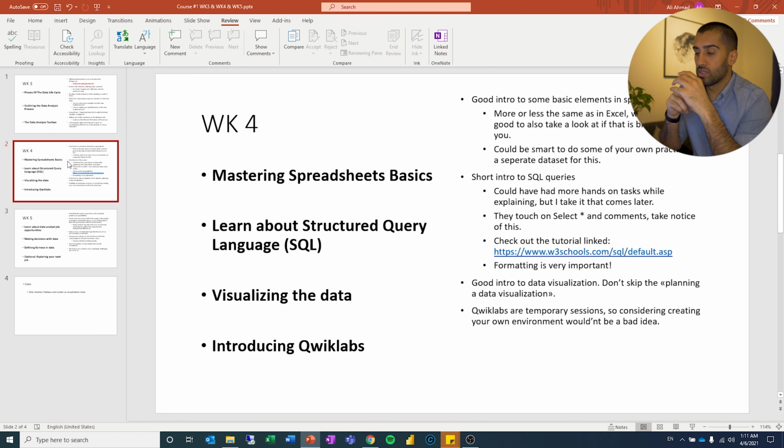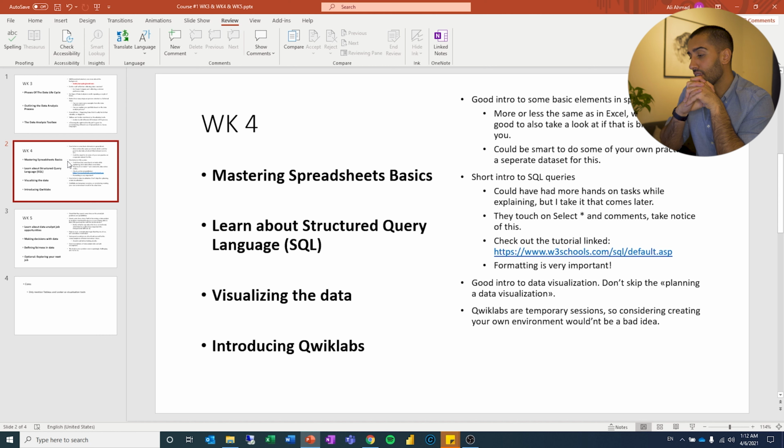They touch on select all, comments, formatting. Take notice of this, think about this as soon as possible. Very good points. I've written formatting is very important. I've also linked to a place where you can find some SQL tutorials, so I can put that in the description.